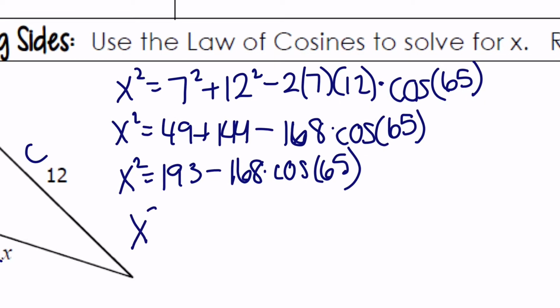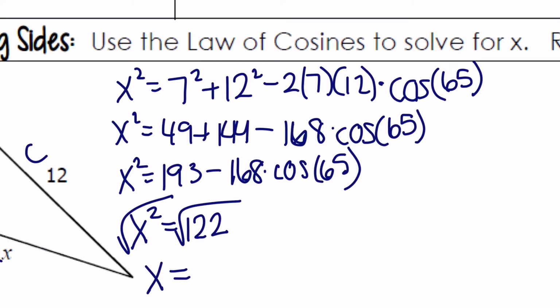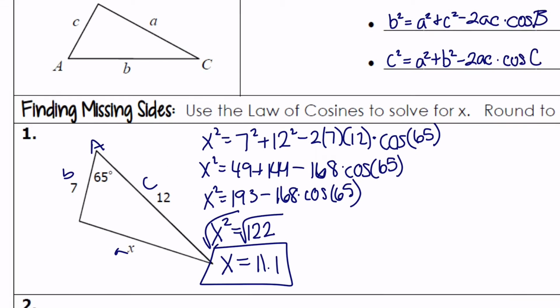Then you end up with x squared equals 122. However, you can't stop there because this is still x squared. We want to just find x. So we have to take the square root of both of those. X equals the square root of 122, which is 11.1. Okay. Again, round to the nearest tenth on your final answer. This one, well, I'll go ahead and we can do number 2 as well.